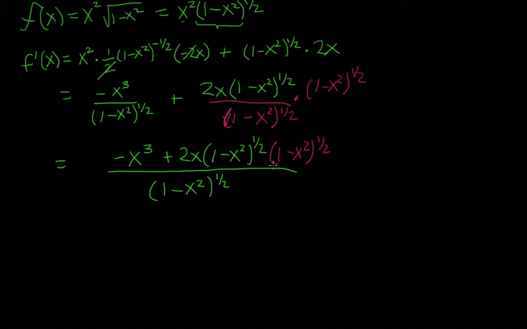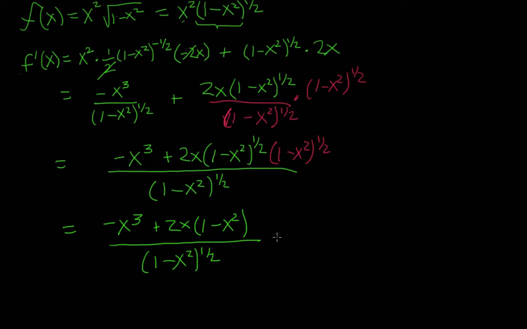And so now when I look here, I'm going to simplify the numerator. I have negative x cubed plus 2x. Now when I multiply 1 minus x squared to the 1/2 times 1 minus x squared to the 1/2, that's just going to give me 1 minus x squared, over 1 minus x squared to the 1/2. And so simplifying that, we'll get a 2x here minus 2x to the 3rd.